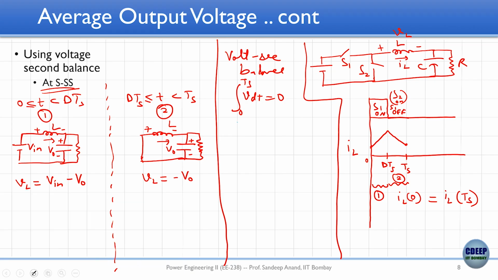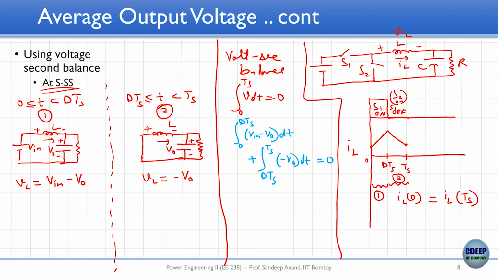So, I can say I will split it into two integrals, right. The first one is from 0 to dTs, and in this VL is nothing but equal to Vin minus Vo into dt plus the second integral which goes from dTs to Ts, and the voltage is minus Vo into dt is equal to 0. So far so good.